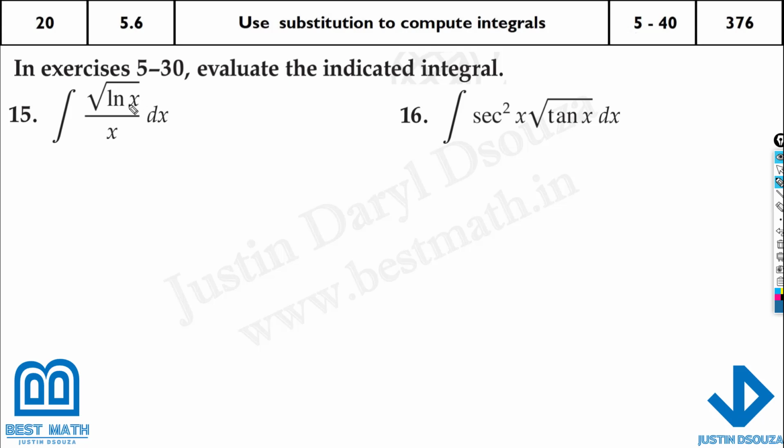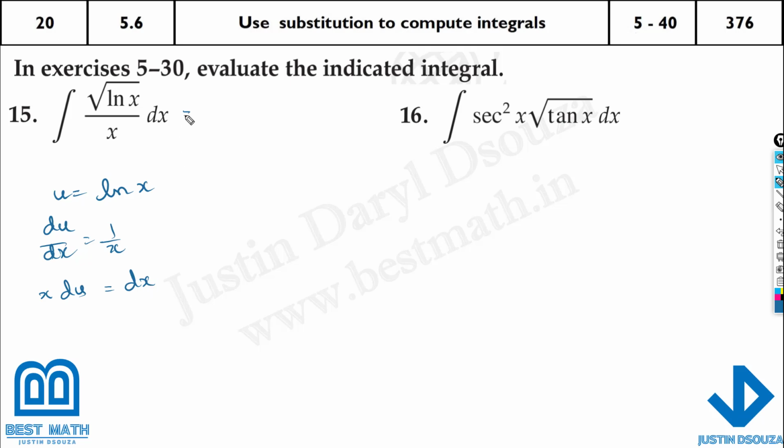Square root of natural logarithm x. I know the derivative of natural logarithm x is 1 by x. So I have to assume this as u. Whatever is inside the square root, we generally assume to be u. So u is natural logarithm x. du by dx would be equal to 1 by x. It becomes multiplication: x times du will be equal to dx.